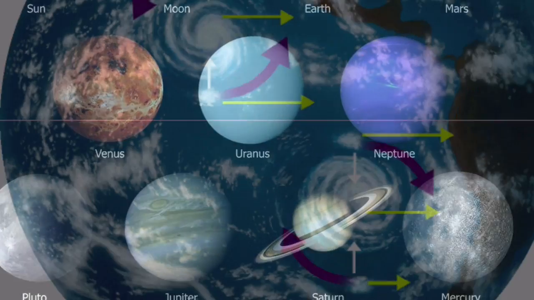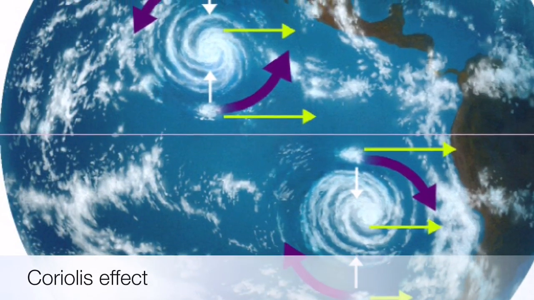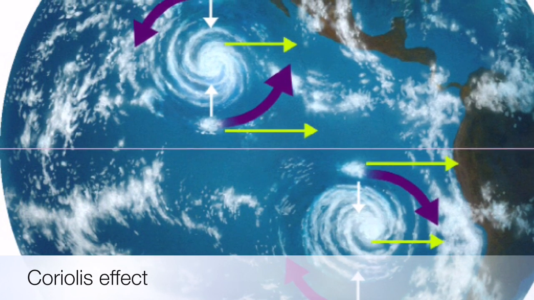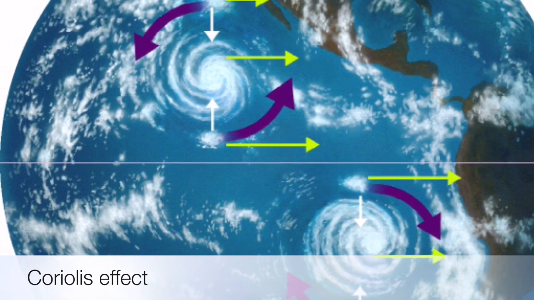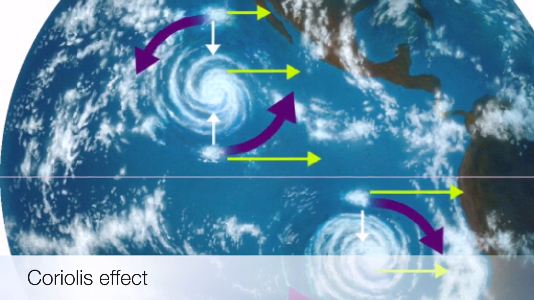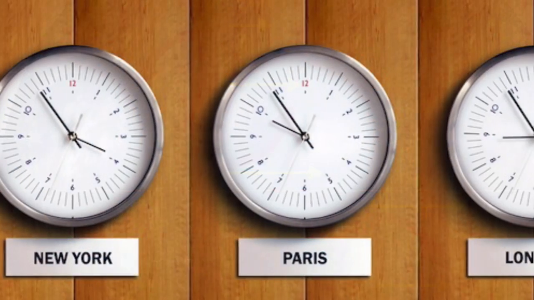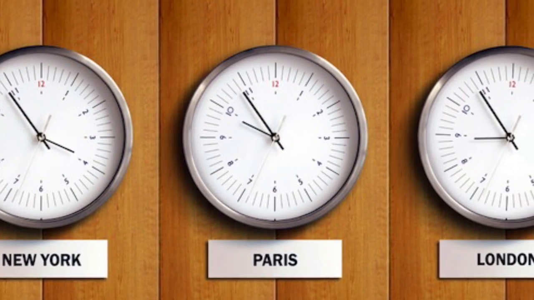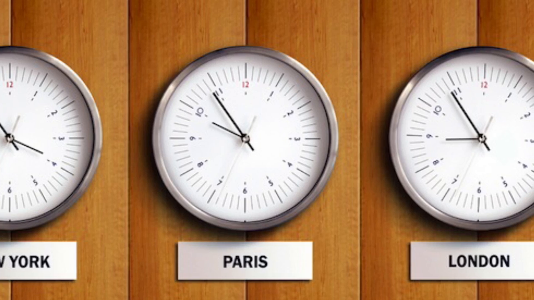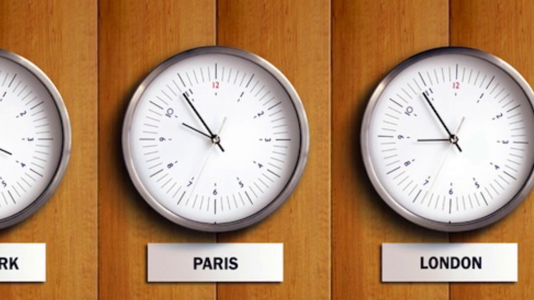Number 5, the Coriolis effect, which causes hurricanes to spin one direction in the northern hemisphere and the opposite direction in the southern hemisphere. Number 6, time zones, where it's always day in one place and night somewhere else.